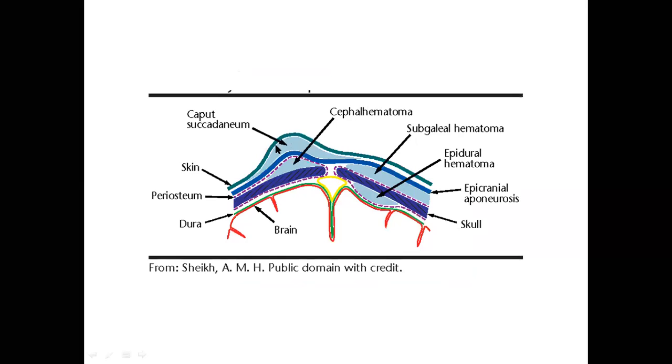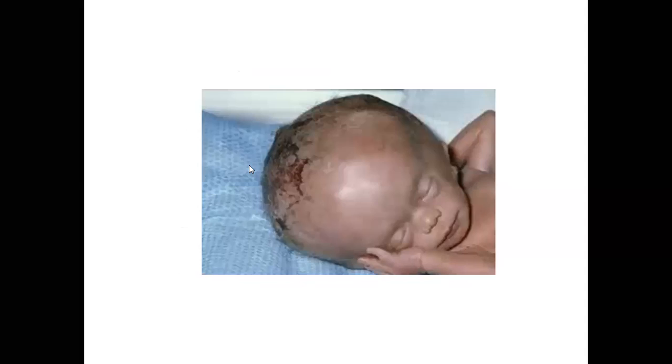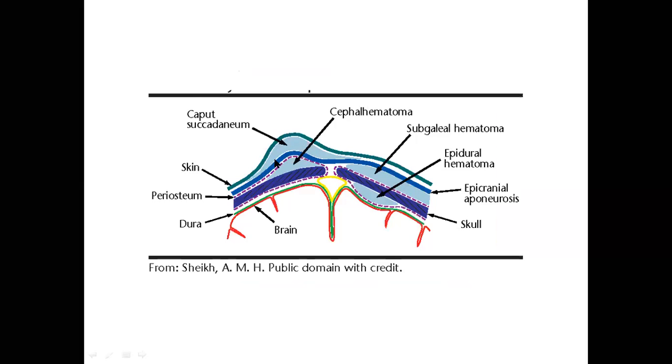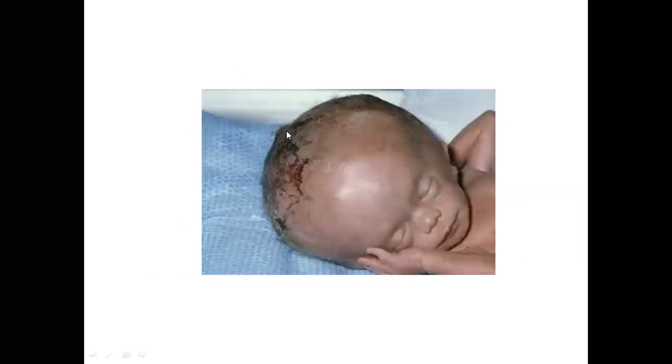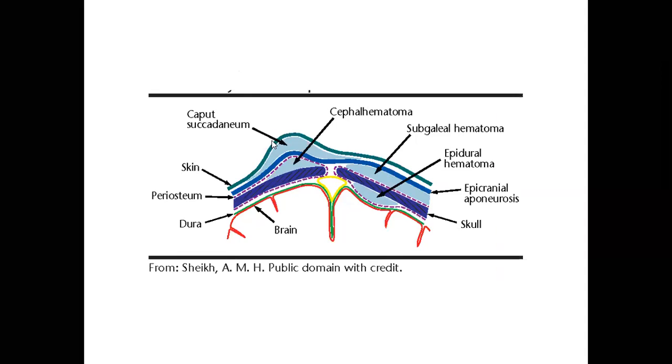So caput succedaneum. What is this? This is a subcutaneous collection of fluid, due to the pressure effect. As this is the presenting part, the vertex, they develop this subcutaneous collection of fluid.